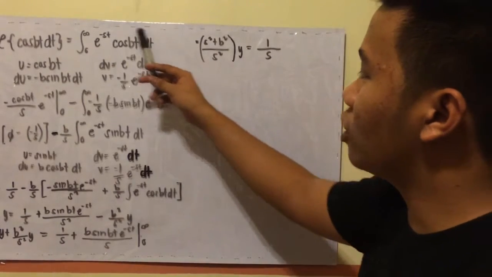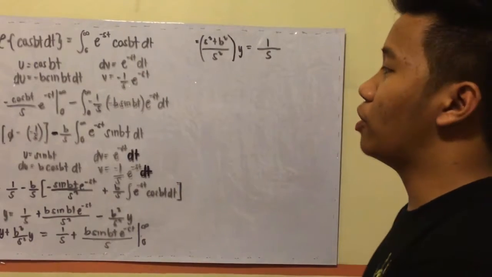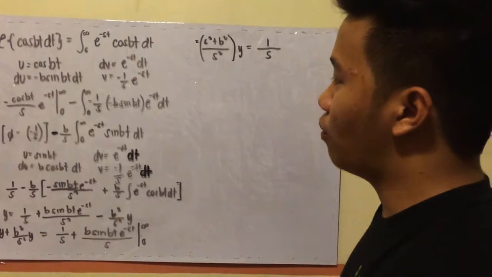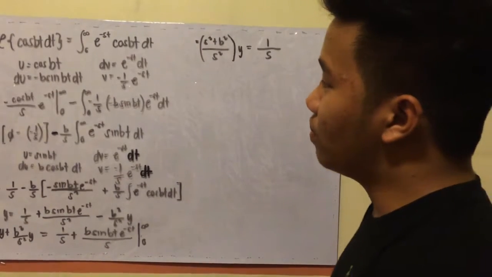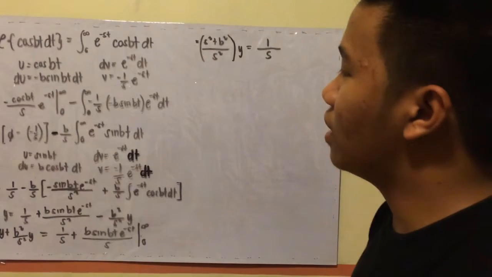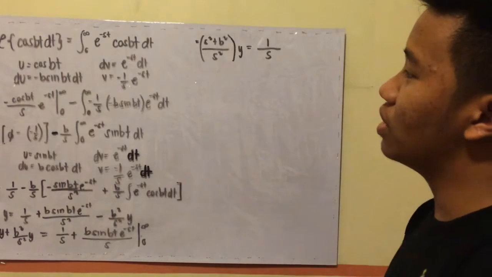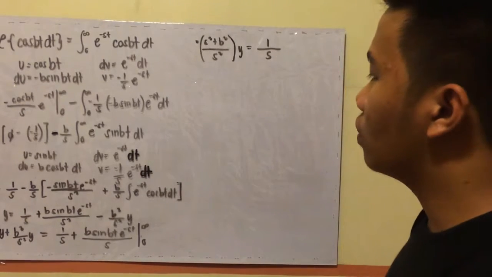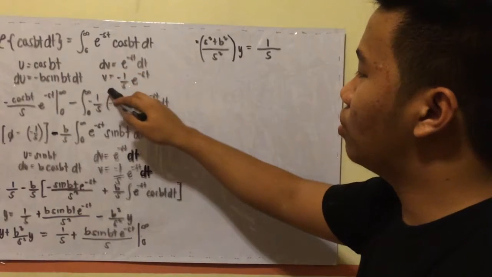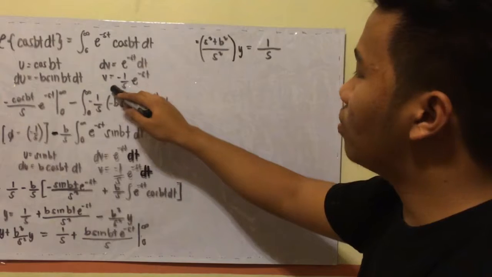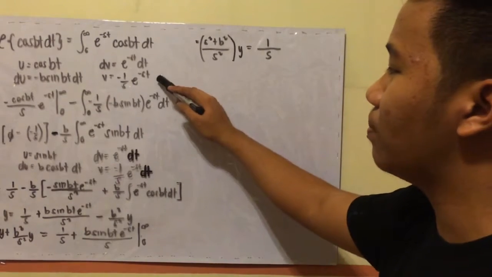As you can see, this equation can be solved using integration by parts. So let u be equivalent to cosine bt, and the derivative of u is equivalent to negative b sine bt dt. So dv is equivalent to e raised to negative st dt. For us to get the value of v, we have to integrate this, so we come up with v equal to negative 1 over s multiplied by e raised to negative st.